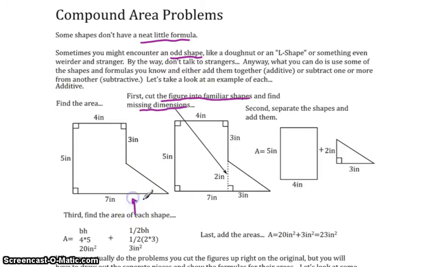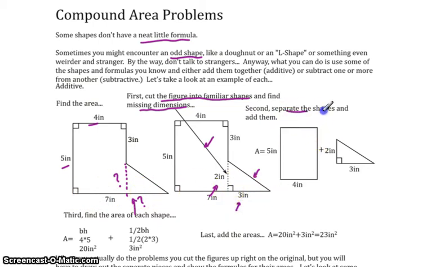For example, this shape right here, there's no area formula for that. But perhaps we could cut this into a rectangle here and a triangle here. So find any missing dimensions that you need. We know that a rectangle is base times height, which we have 5 and 4. But a triangle is base times height divided by 2, and we don't quite know what this length is, or this length. We know that this side is 5, this side is 3, so we can subtract to find that is 2. We know that this length is 4, and this whole base right here is 7, so we can subtract to find that the length of that triangle is 3.